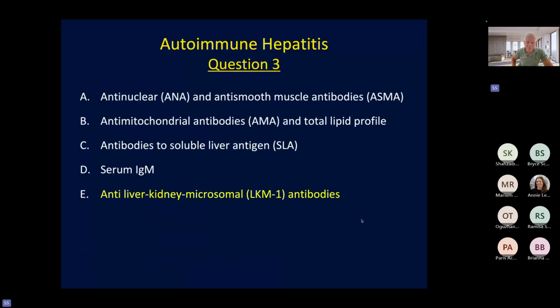So again, when you're reading a question, read the whole question. Obviously type 1 is more common than type 2, but this one says type 2 is suspected. Now you're going to get an ANA and an anti-smooth muscle antibody anyway, but in this case you can only choose one. Type 2 is suspected. You're going to do an anti-LKM.